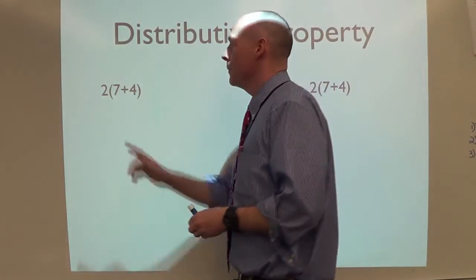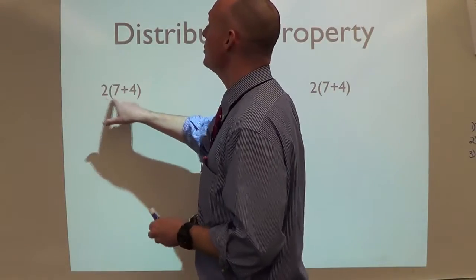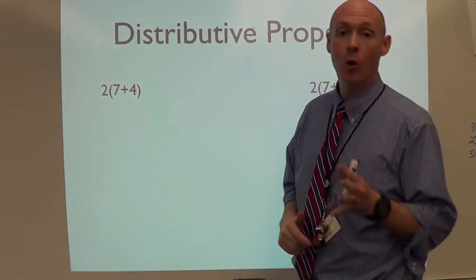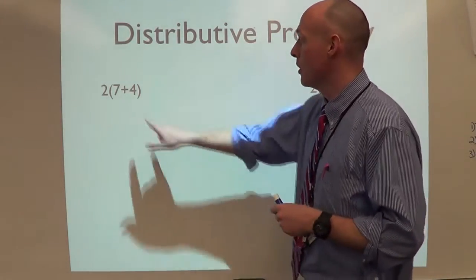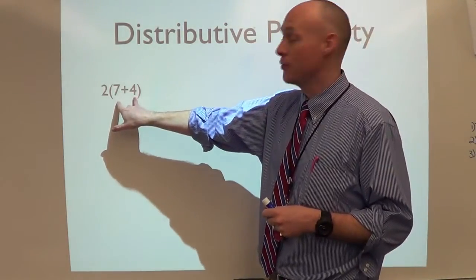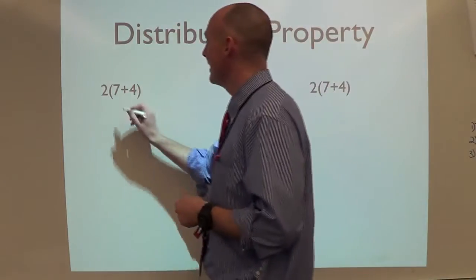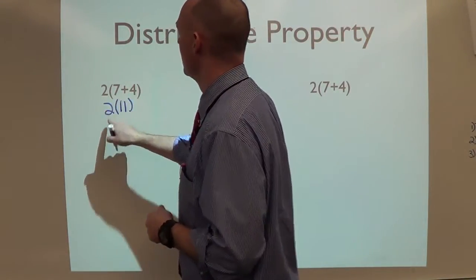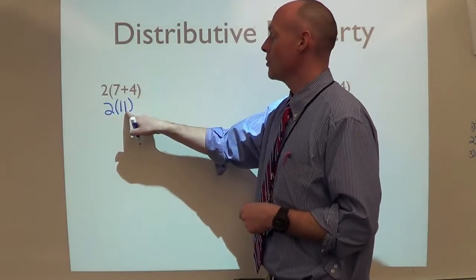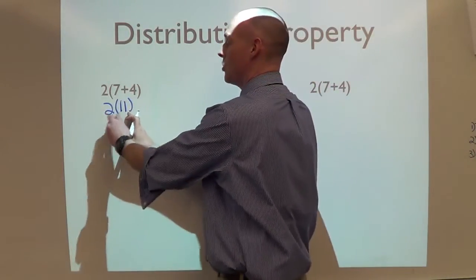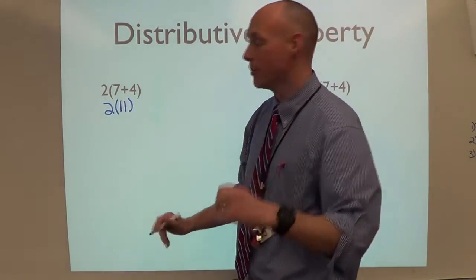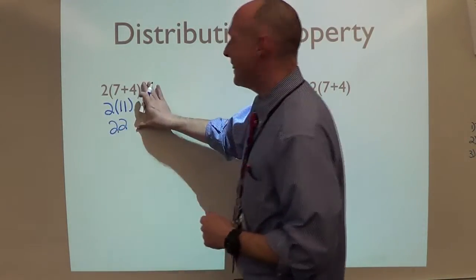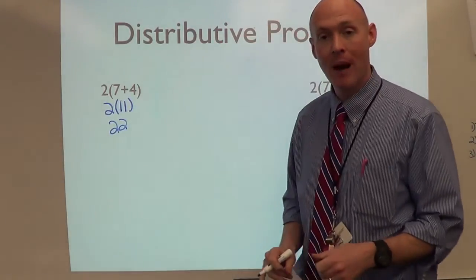So this here, 2 times in parentheses 7 plus 4. Now most of you know your order of operations pretty well, so you know do what's inside the parentheses first. 7 plus 4 is 11. 2 times 11. Notice how I just put them next to each other in the parentheses? That means multiply. 2 times 11 is 22. That is not using the distributive property.